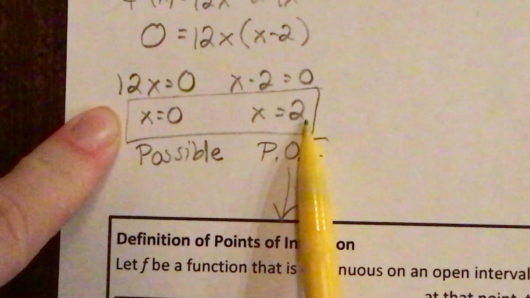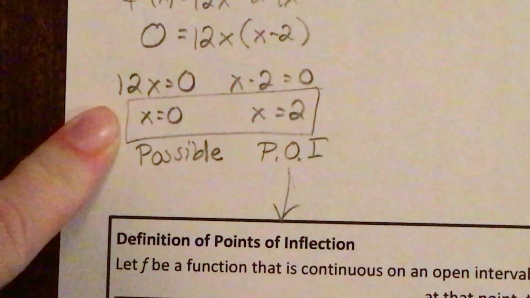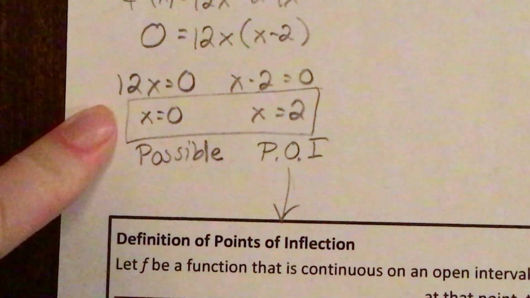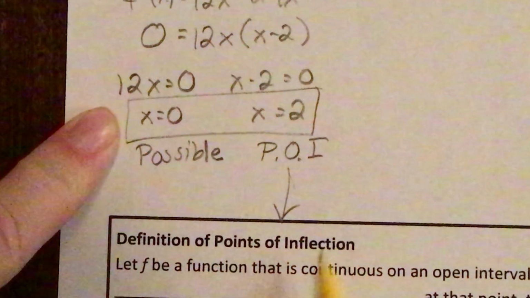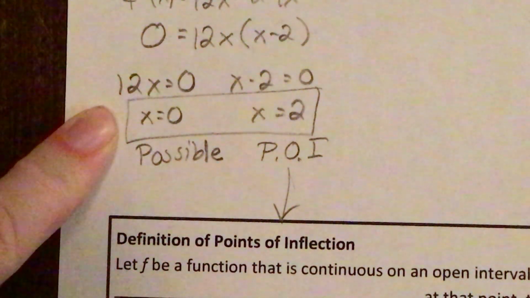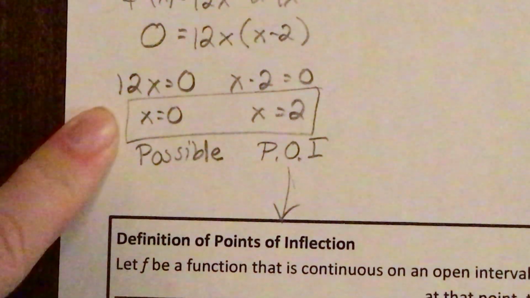These guys would have been critical numbers in the first derivative test, and they would have been possible mins and maxes. Here they are possible points of inflection. They might be points of inflection, they might not be. So we have to say possible until we prove whether or not they actually are.